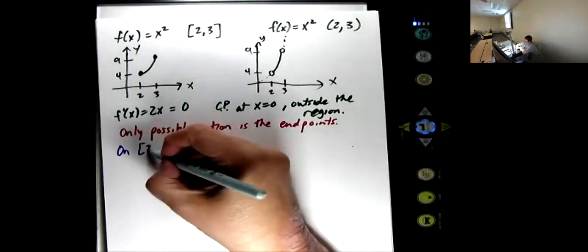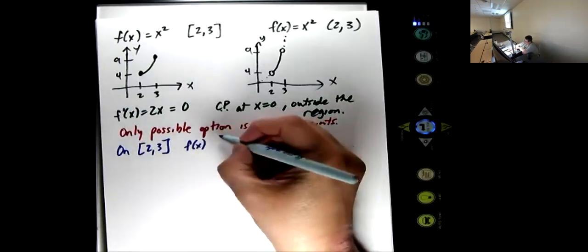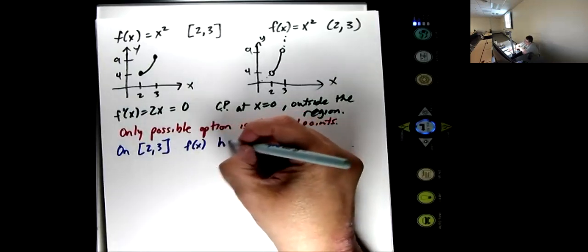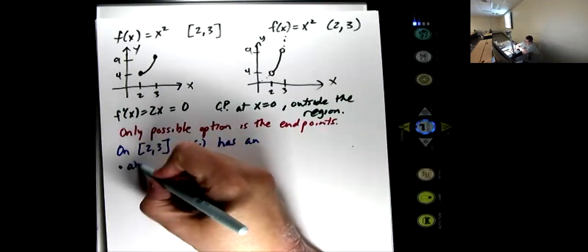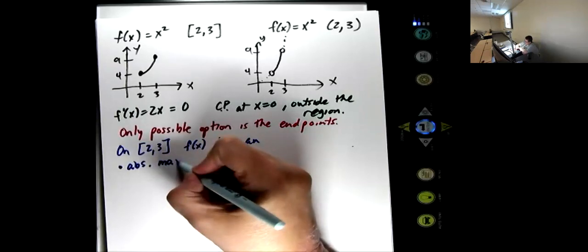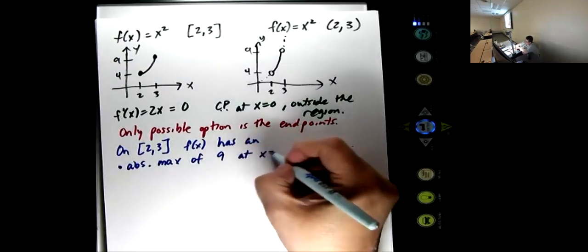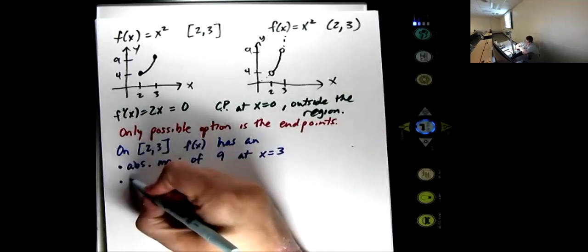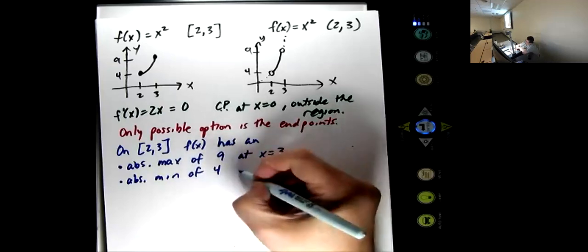On [2, 3] inclusive, f of x has an absolute max of 9 at x equals 3, and an absolute min of 4 at x equals 2.